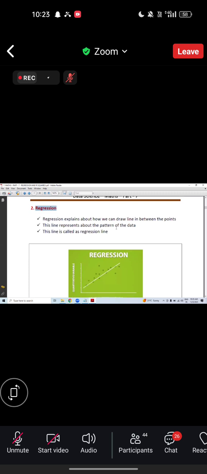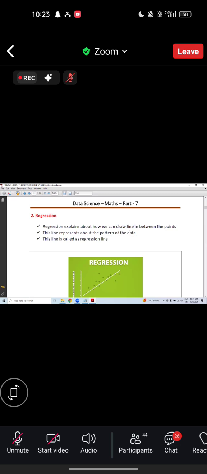Regression explains how we can draw a line in between the data points. This line represents the pattern of the data. Pattern means knowledge. Pattern, right? Go to our material, ML terminology. Can you read this word? Pattern. I will cover it in machine learning. Move on. This line is also called a regression line.